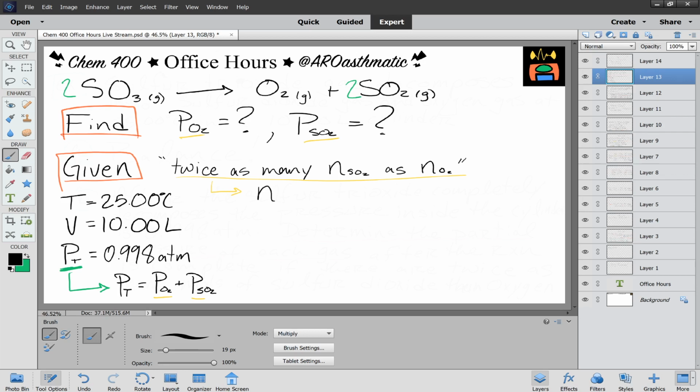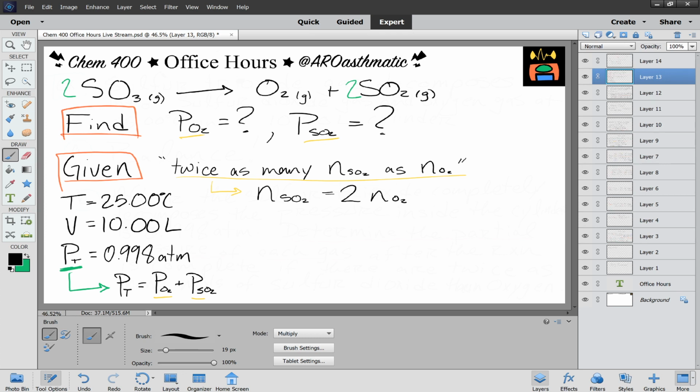right? Our moles of SO2 are equal to 2 times the moles of O2. All right. So this is all of our explicitly given information. There's one last piece of data, of info, that we'll need to solve this problem.